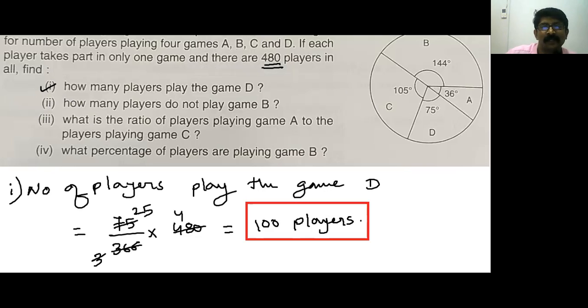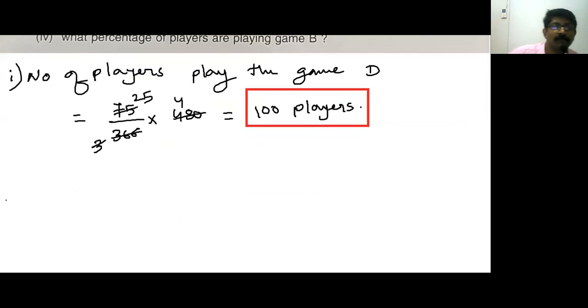Isn't it nice? Chalo, we'll move to question number 2. Okay, what is this question number 2? How many players do not play game B? So first of all, we'll calculate the number of people who play this game B, and then we'll subtract it from 480, and that's it. Isn't it simple? Wow, that's simple. I hope you can do that. Okay, so we'll do sub part number 2.